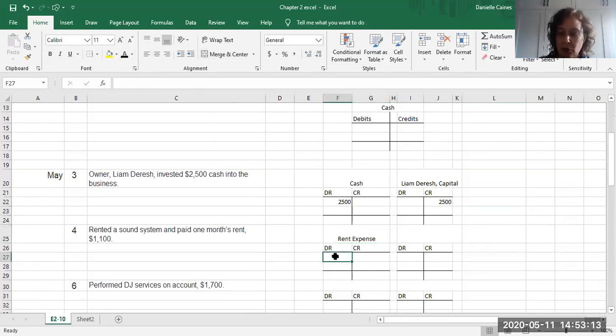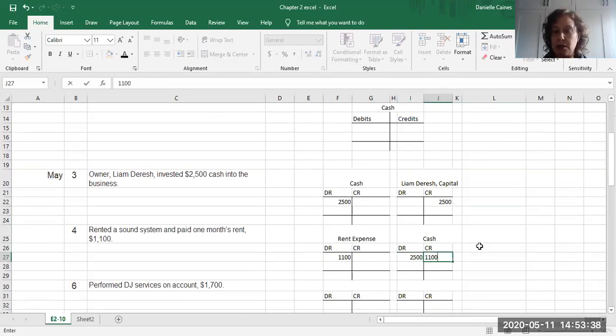So we're going to debit it for $1,100. And we have our cash account, which is our credit account, because we're decreasing cash. Now remember, we have already $2,500 in our cash account from our first transaction. So here we're going to reduce our cash, credit it by $1,100.